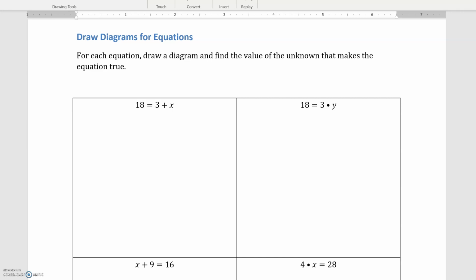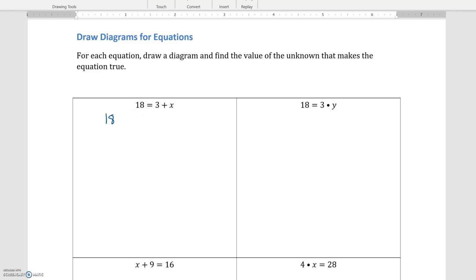So we're going to do the same thing. We're going to draw a tape diagram to represent the equation and then think to ourselves, how could I find out what x is, or the other variable y, if it had to be a true statement. So let's look at the first question here. This says 18 equals 3 plus x.